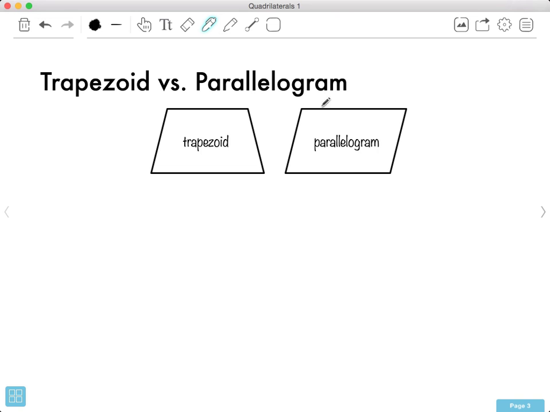Differences are, a parallelogram again has 2 pairs of parallel sides, whereas a trapezoid only has 1 pair of sides that are parallel. In a trapezoid, your diagonals would be of equal length to one another, but in a parallelogram they would not. This would be the longer diagonal and this would be the shorter diagonal. Again, their diagonals would not meet at a 90-degree angle, so that's a similarity.